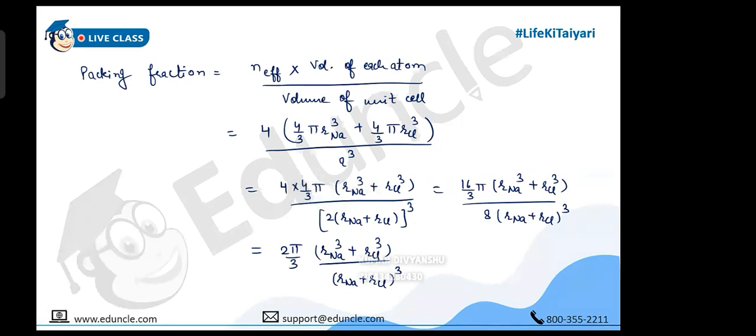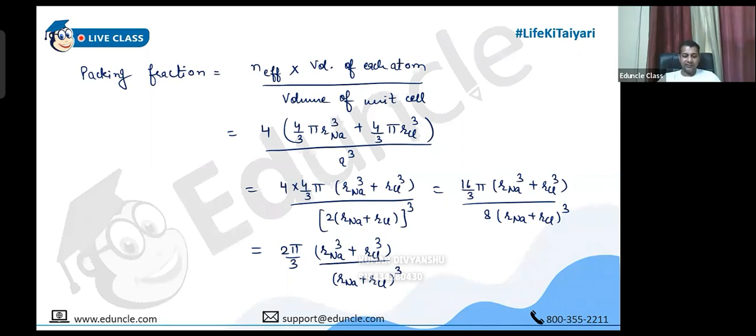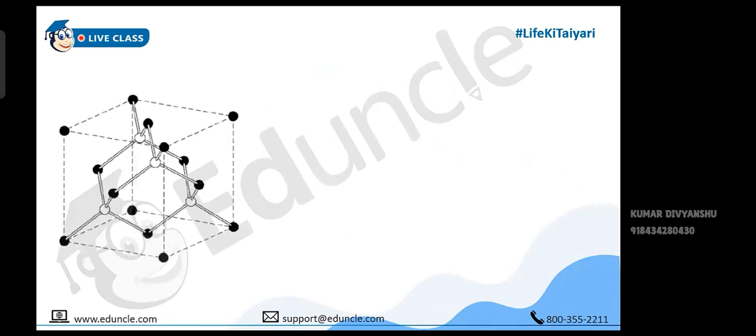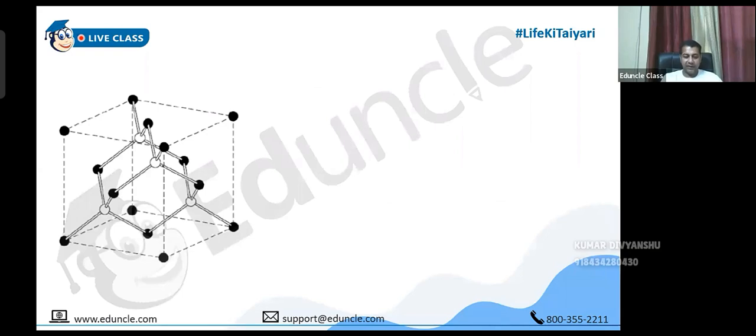Now let us discuss the next structure. Have you noted this thing? Packing fraction. So this one is called diamond cubic.